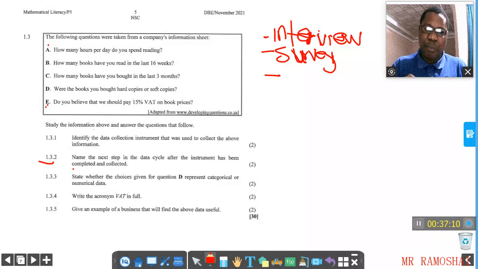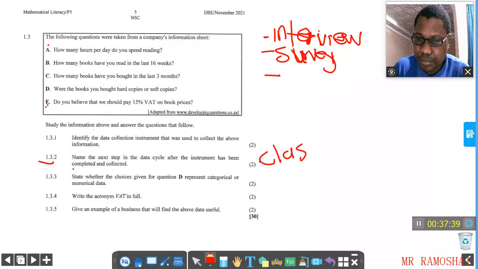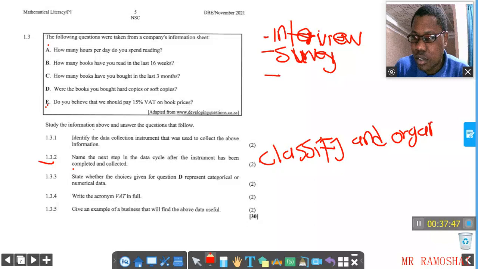You understand? Here you can even go further and say after that you summarize. But I don't think summarizing is going to be the correct answer here, because summarizing comes after classifying and organizing, right? So the correct answer here is going to be that you classify. Okay, let me write it here. The next step is going to be classifying and organizing data.